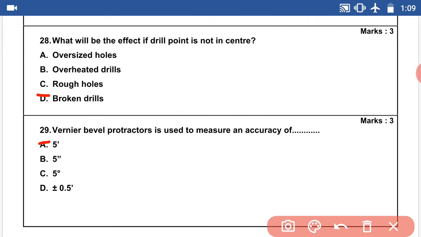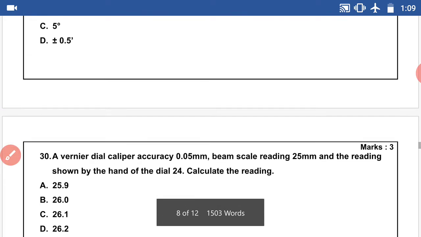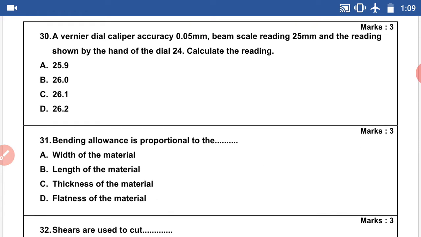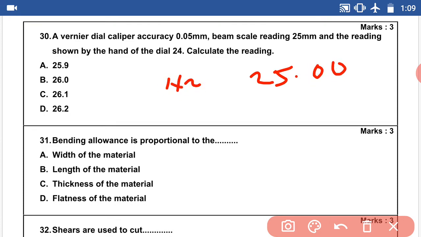Question number 30. A vernier dial caliper has an accuracy of 0.05 mm, the beam scale reading is 25 mm, and the reading shown by the hand of the dial is 24. Calculate the reading. This question's answer: the beam scale reading is 25.00, 1 into 25 equals 25.00. Next, the hand dial value.